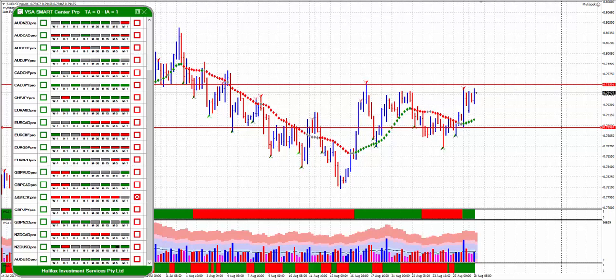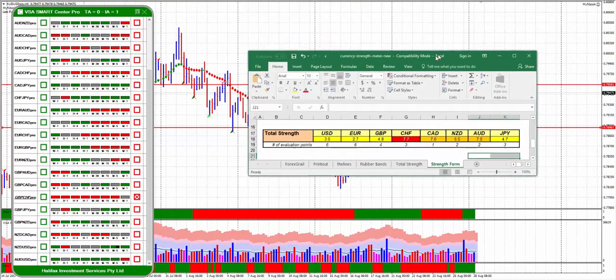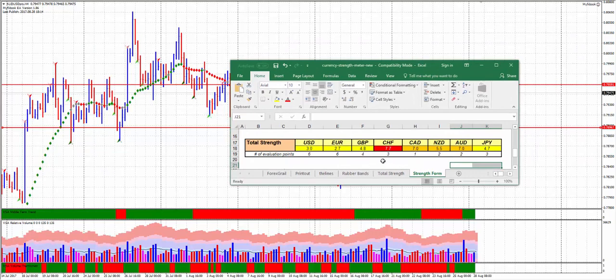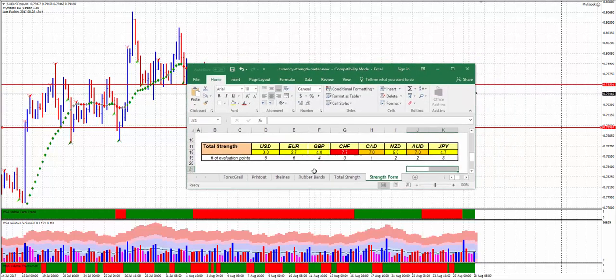Okay, so if we look at our currency strength meter, we can see the strongest currency here is the Swiss, and the CAD is also strong, and the Aussie dollar is also strong. So they're the strongest ones to keep an eye out for. The weaker currencies, we're looking at the USD and the Euro at this stage, but things can change quite quickly.